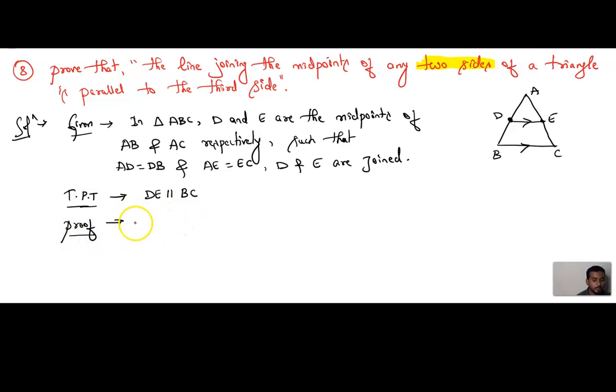We know that D is the midpoint of AB. Then what have we got? AD is equal to DB. Now in the same way, AD by DB is equal to 1. Equation 1. How do you know AD equals DB? Reason: given.